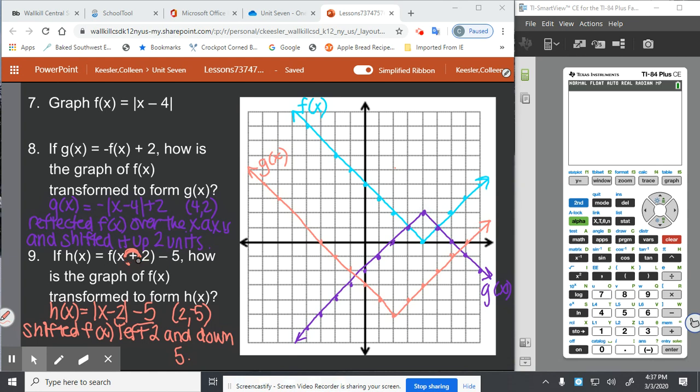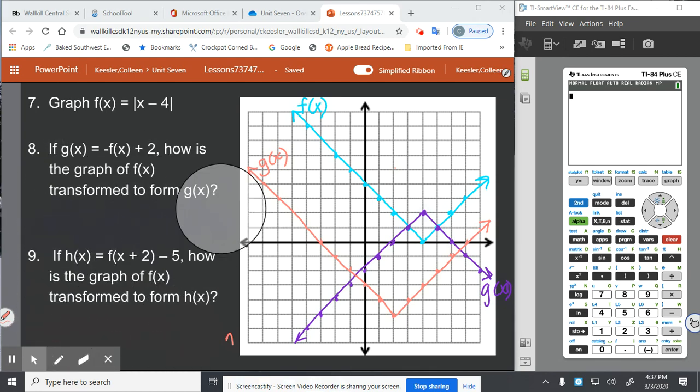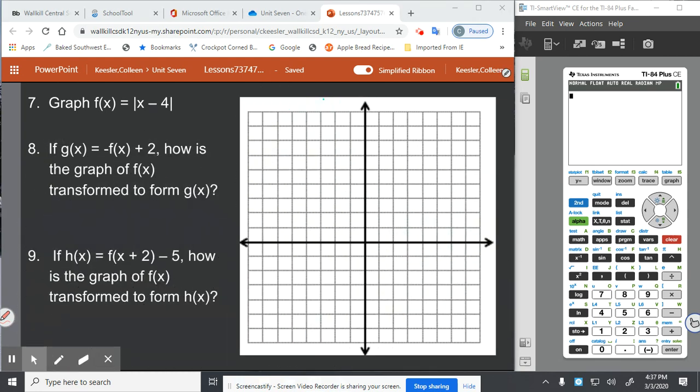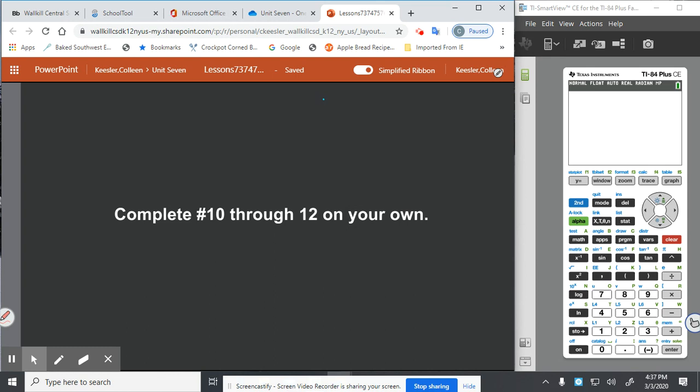All right, so I hope you're understanding this and you see how you can easily do some absolute value functions and transform them on the coordinate plane. You guys are going to try numbers 10 through 12 on your own. Be sure to check in with me so that I'm sure that you've got it right before moving on to your exit tickets.